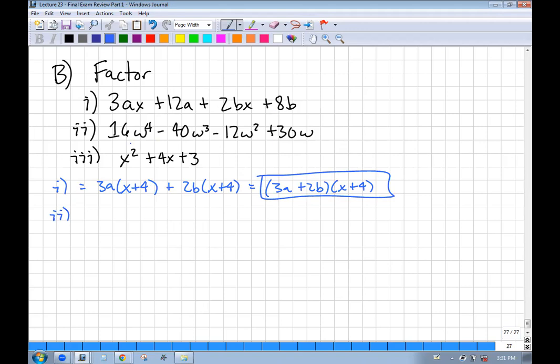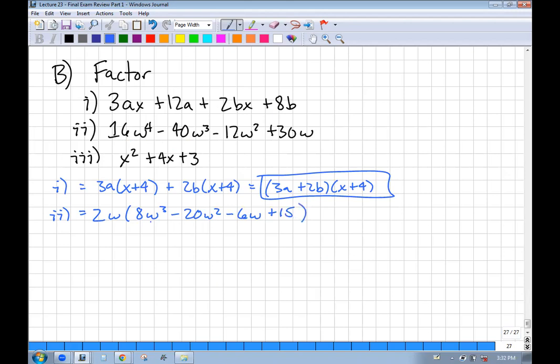Part 2, GCF. All these numbers are even, so I can at least get a 2 out. Let's see, are they all divisible by 4? No, 30 is not divisible by 4. Not a 5. What about a 6? No, 16 is not divisible by 6. 8? No. I know I can get a 2 out, and everything has at least one W in it. So let's pull out this 2W first. That gives us 8W cubed minus 20W squared minus 6W plus 15.